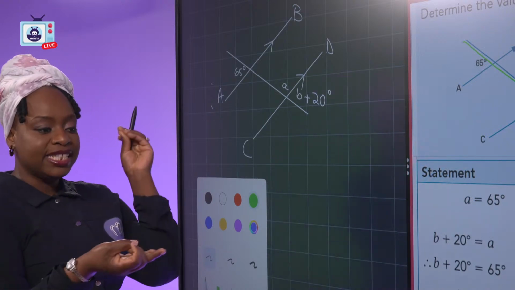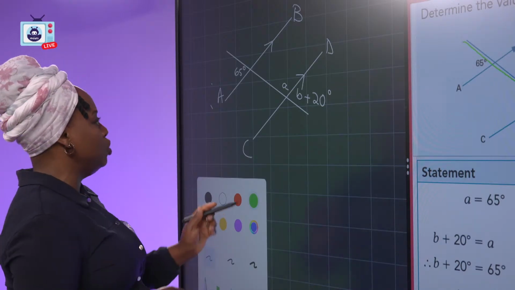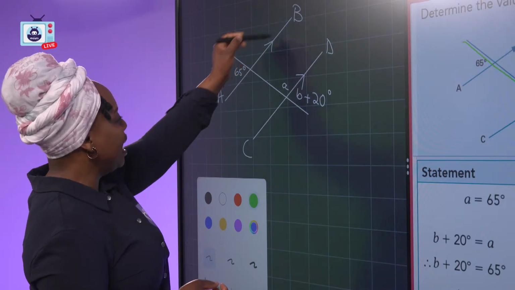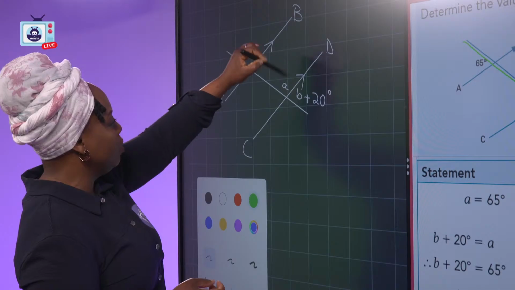Try to see if I can see a U shape. Try to see if I can see a Z shape. So that's what you do. Since the lines we are talking about being parallel are AB and CD, if I start here, you can see what I'm trying to do.